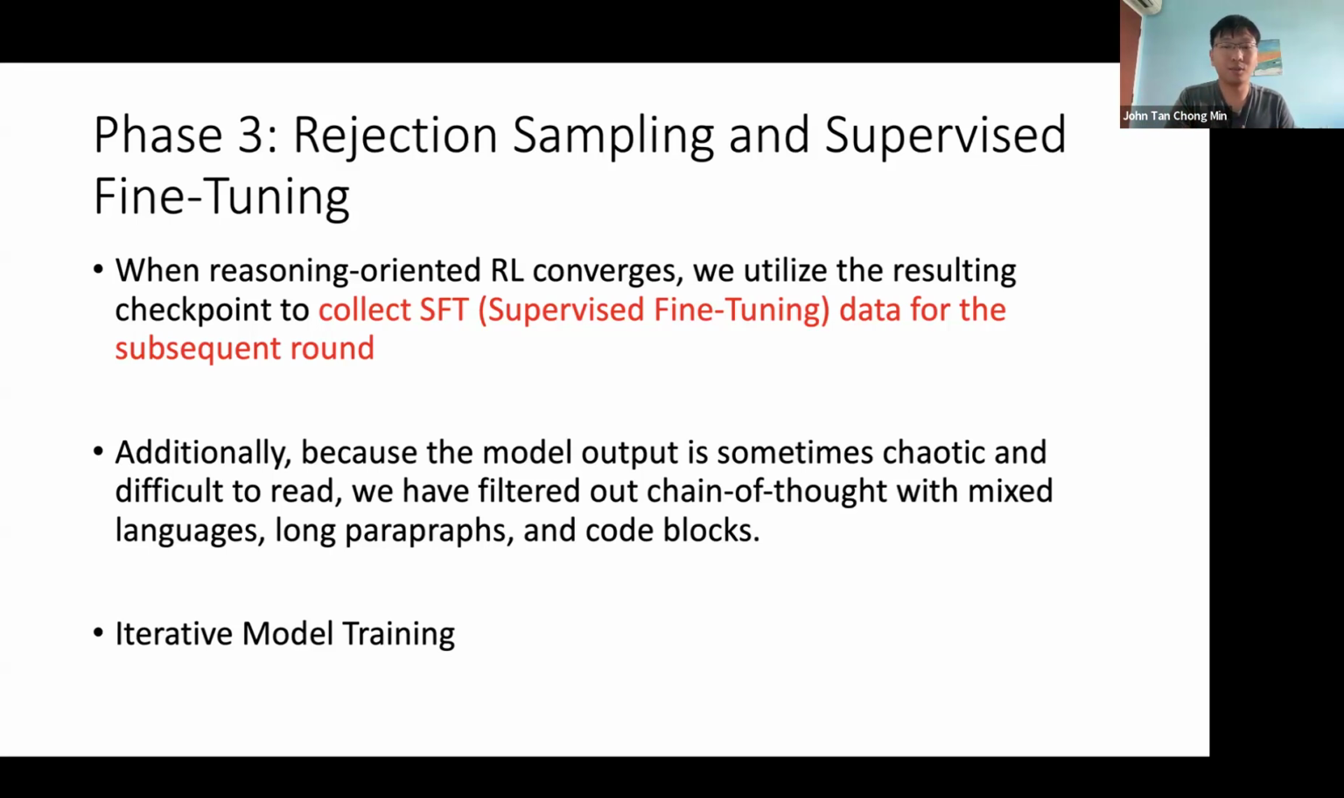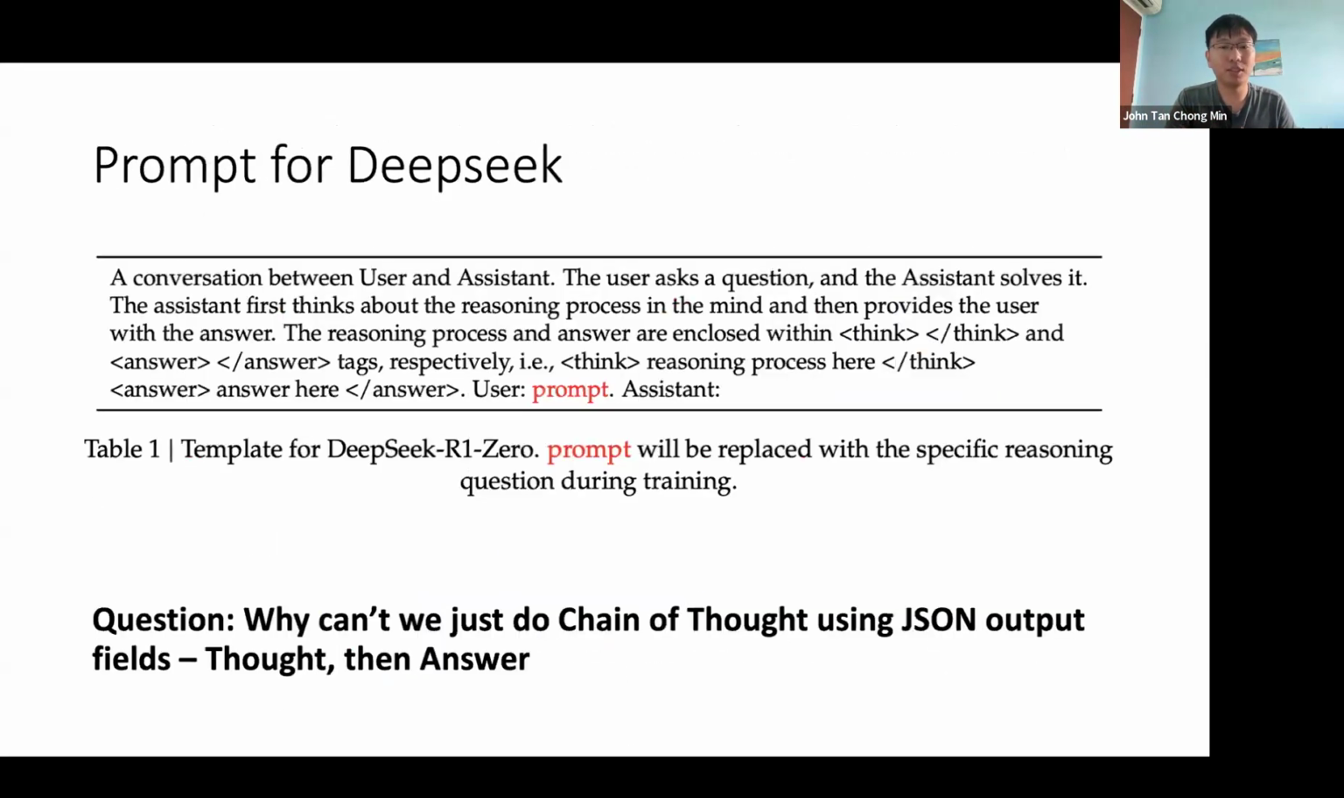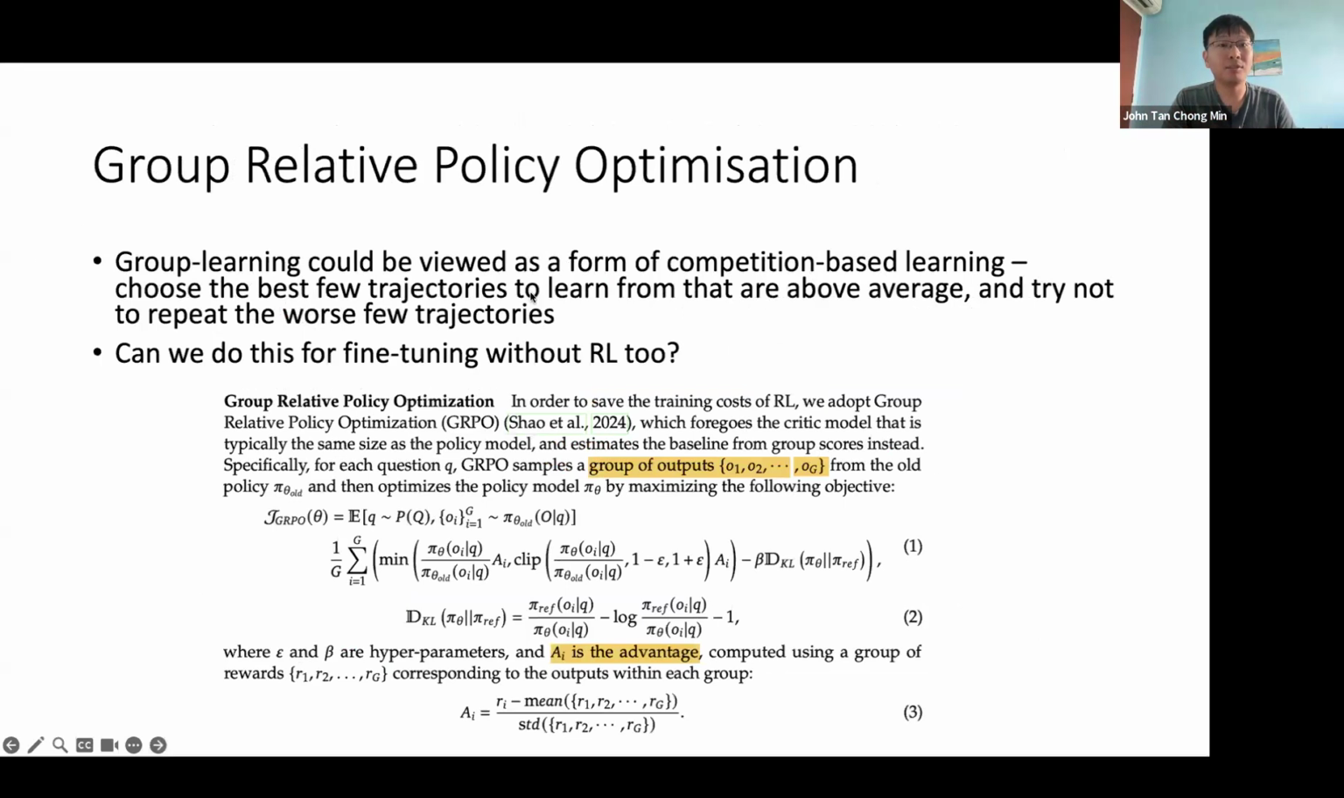And back to GRPO, the beauty of this is that you don't learn the same thing from everyone. You learn based on the proportion, based on the percentage improvement that you have over the group average. So I learn more from some model or someone that is significantly better than the rest compared to someone that is just a little bit better. So I like this idea because you can really prioritize who you learn from. And yeah, this is really cool to me.